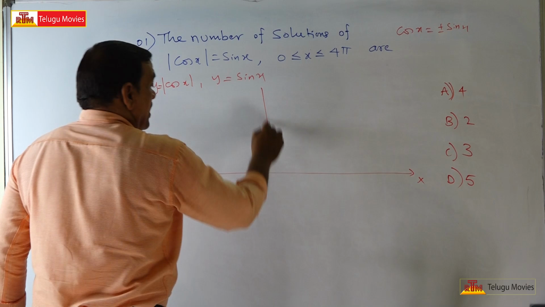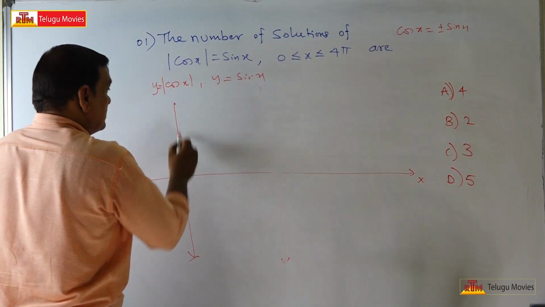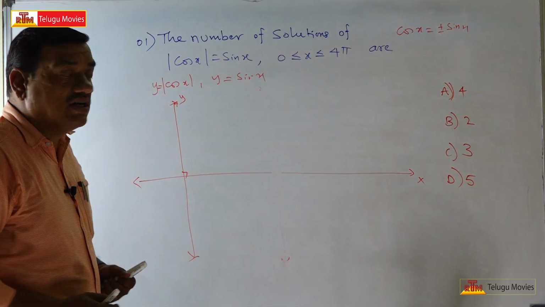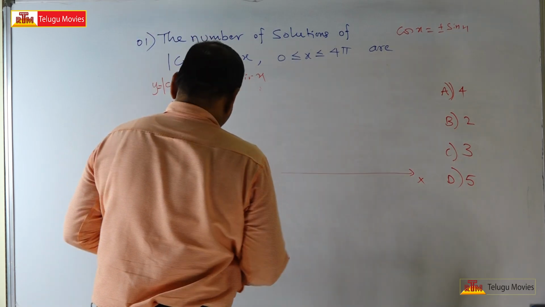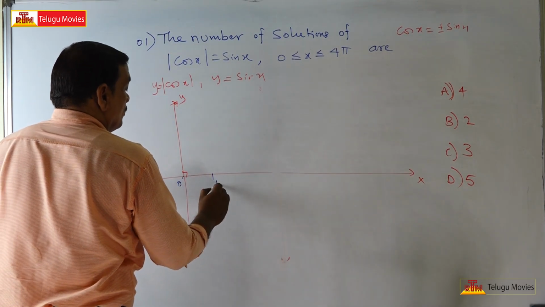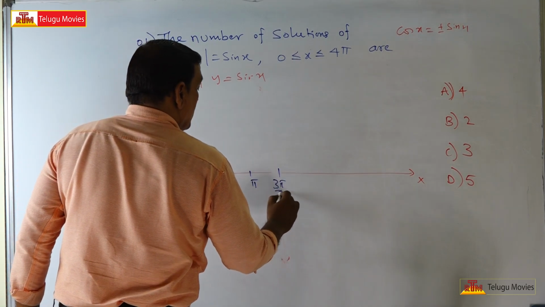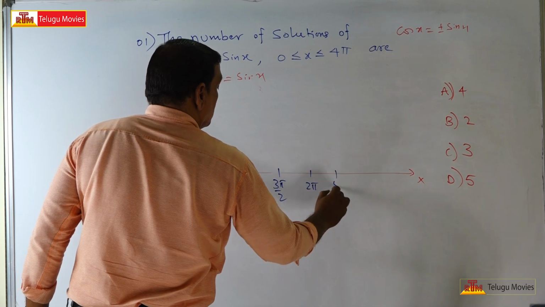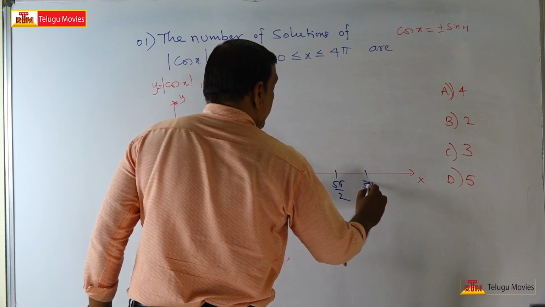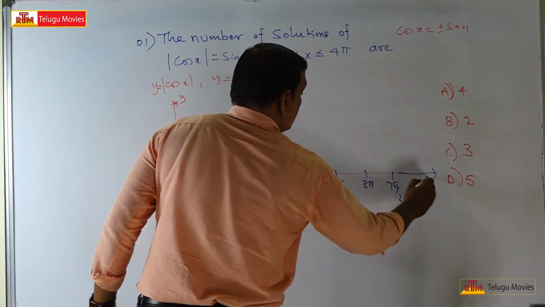The x-axis and this line is the y-axis. Now our interval is from 0 to 4 pi. Yes, let us take those 0 to 4 pi values. So this is 0, this is pi by 2, this is pi, this is 3 pi by 2, this is 2 pi, this is 5 pi by 2, this is 3 pi, it is 7 pi by 2, and the last is 4 pi.